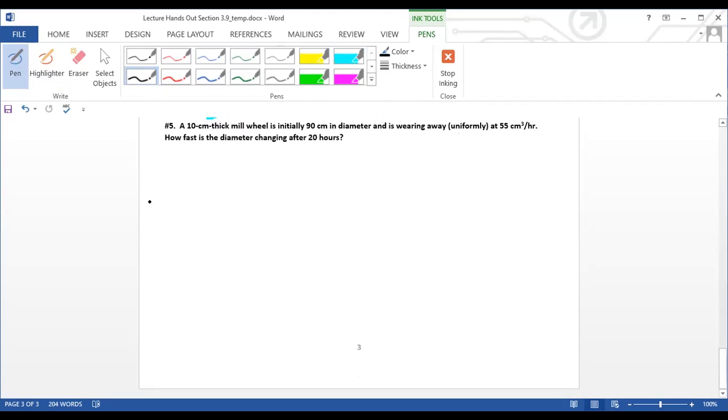Okay, now let's take a look at another one, the last problem for this practice. Like number 5 here, they say a 10 centimeter thick mill wheel is initially 90 centimeters in diameter and is wearing away at 55 centimeter cube per hour. Now, how fast is the diameter changing after 20 hours?